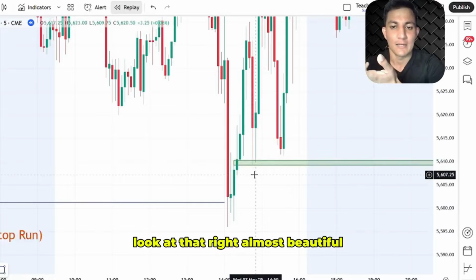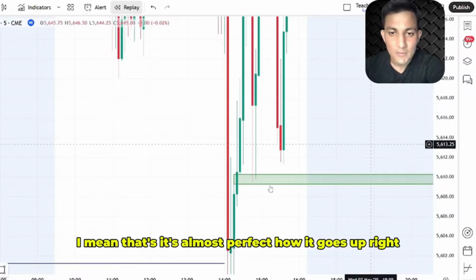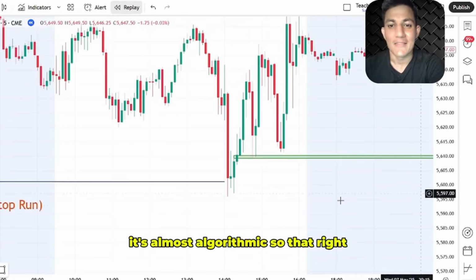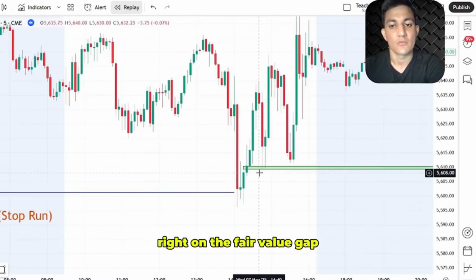Look at that, right? Almost beautiful. I mean, that's almost perfect how it fills up, right? It's almost algorithmic. So that right there can be your high probability entry, right? On the fair value gap.